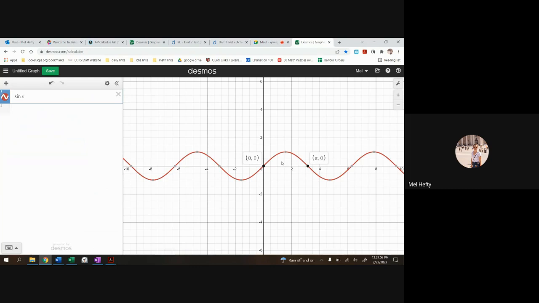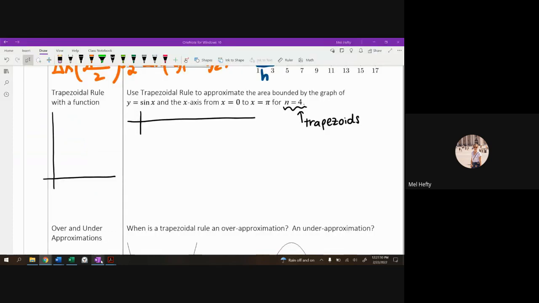So let's roll. I want to draw a little picture of that. So there's 0 and there's pi. I want to make it from 0 to pi in 4 steps. What should I count by? 1/4 of pi, or pi over 4.